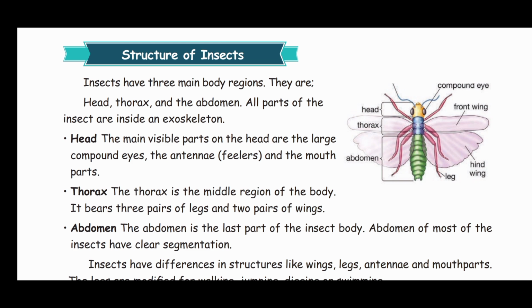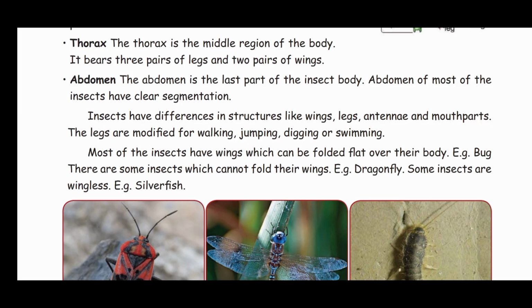Next, abdomen. The abdomen is the last part of the insect's body. Okay, it is the last part. The abdomen of most insects has clear segmentation. Segmentation means it will be divided. The lines will be seen.